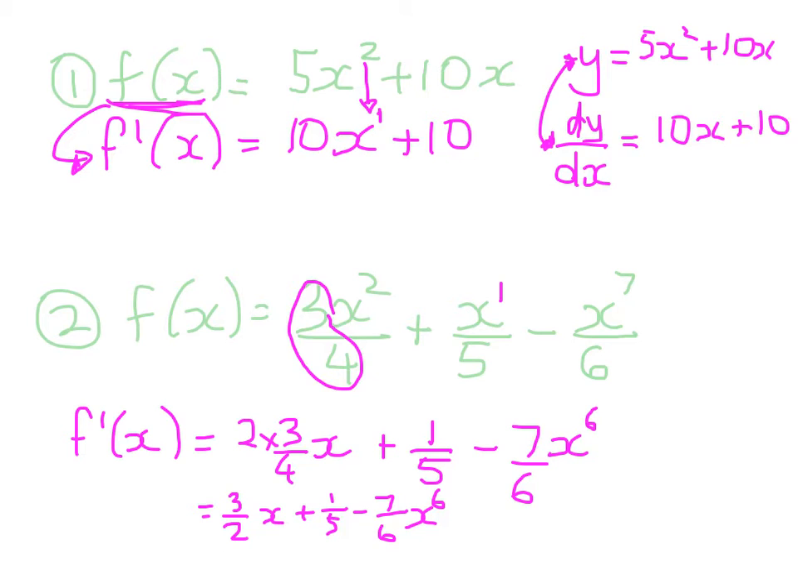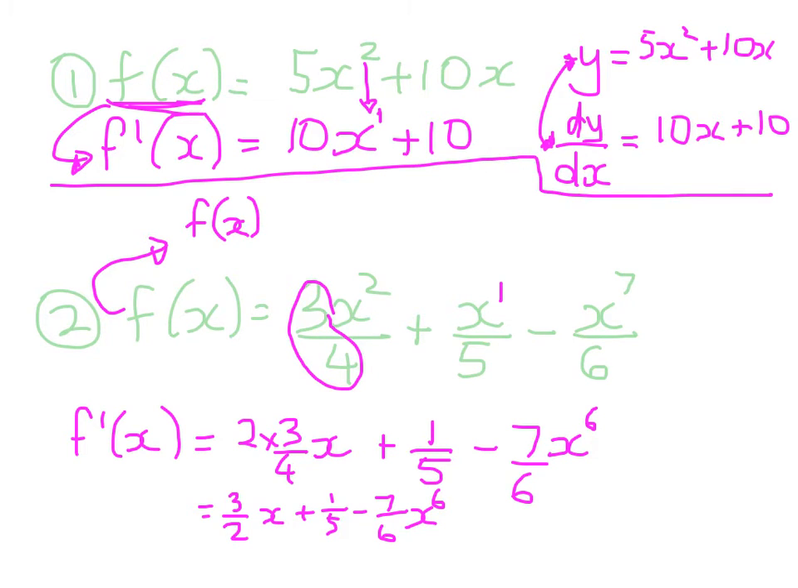If you find these fractions really confusing, a good thing to do is to rewrite them like this. You can rewrite the function so that the fraction is sitting out the front. So we have 3/4 x squared plus 1/5 x minus 1/6 x to the power of 7. Like that. Okay, and that should help. Okay, on to the next couple.